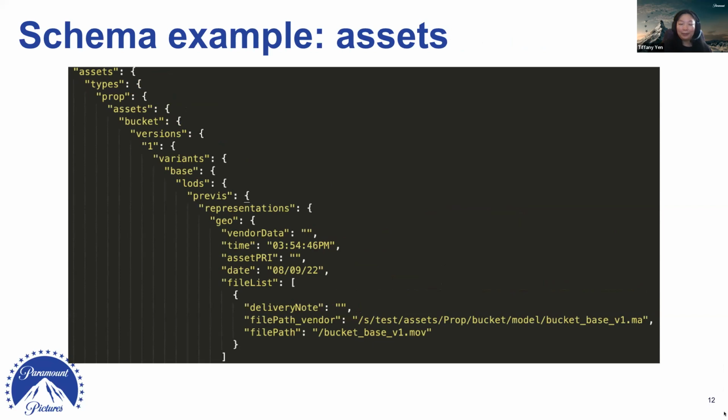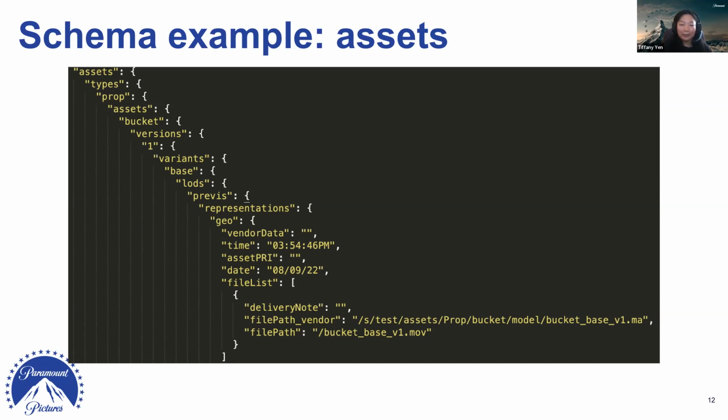This next example is for assets. So it would be possible to see both a previous example and this current example within the same manifest. Once again, the structure of the JSON matches the file structure of our asset library. We have the asset type, asset name, asset version, variant, LOD, and representation.